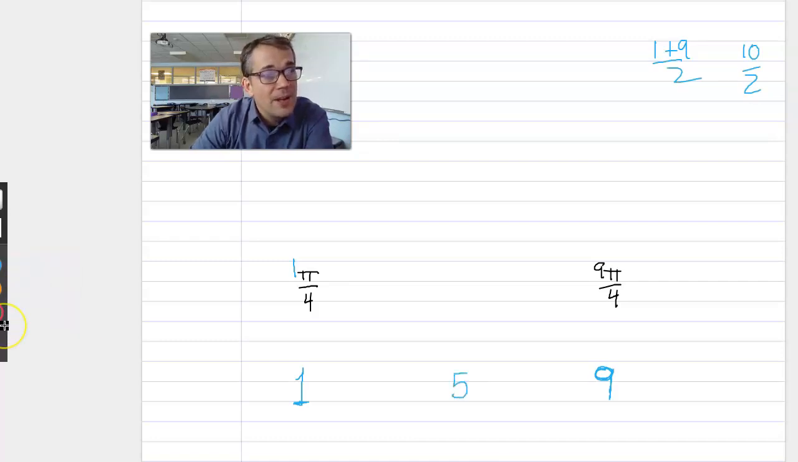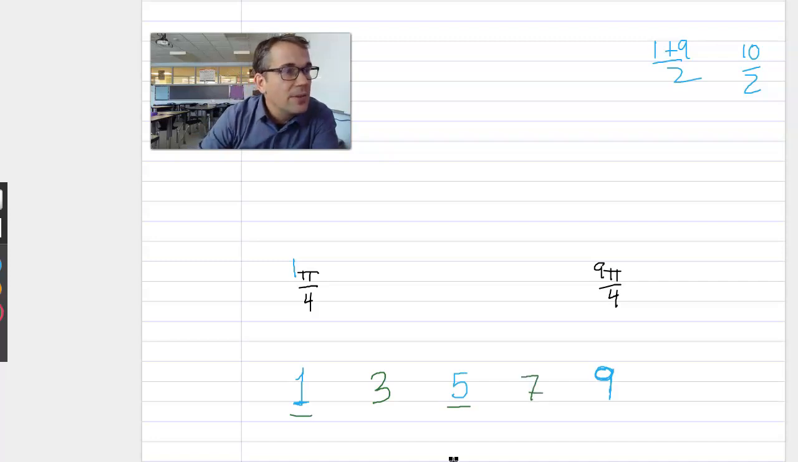And while I'm at it, might as well find the halfway points of these halfway points. I'm just going to go ahead and use the average again. I'm going to add 5 to 1, which makes 6, divided by 2, because there's two numbers, is 3. And halfway between these two, 5 plus 9 is 14, divided by 2 is 7. And so that's going to tell me that the next numbers in this interval will be 3 pi over 4, 5 pi over 4, and 7 pi over 4.